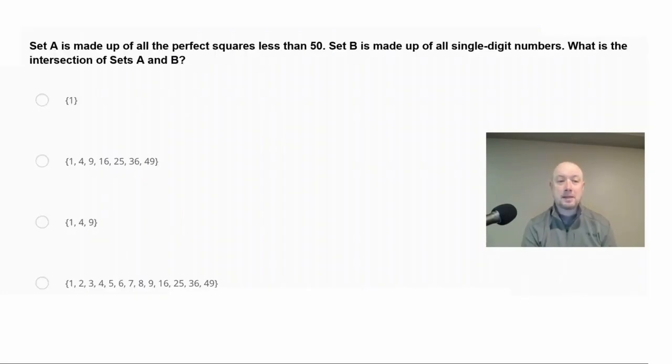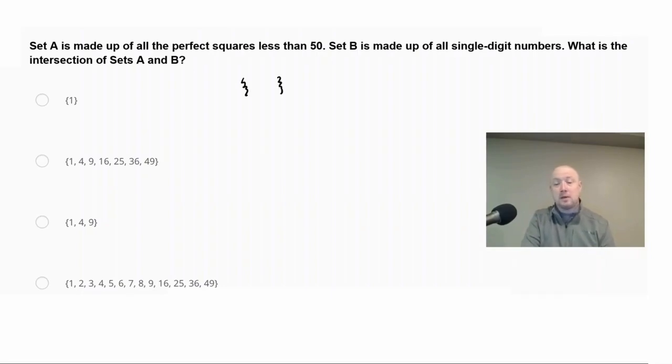Problem 4. Set A is made up of all perfect squares less than 50. Set B is made up of all single-digit numbers. What is the intersection of sets A and B? When we're dealing with the intersection of two sets, we're looking to see what the sets have in common. A set symbol is the opening and closing squiggly brackets here.